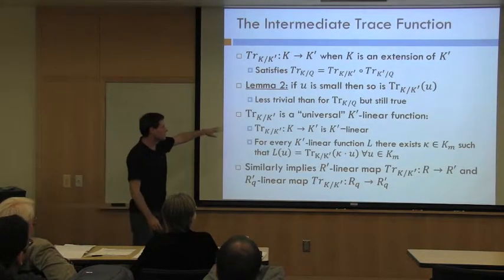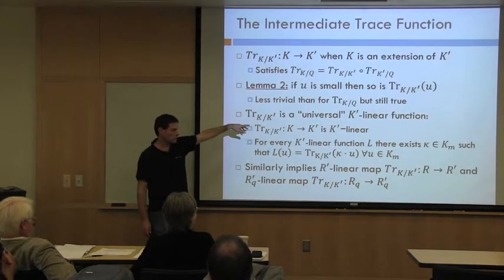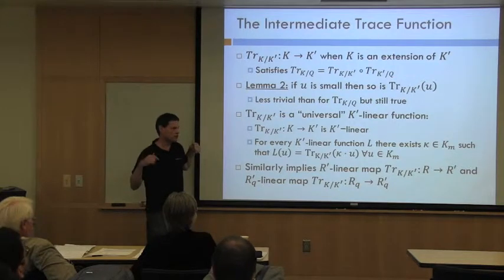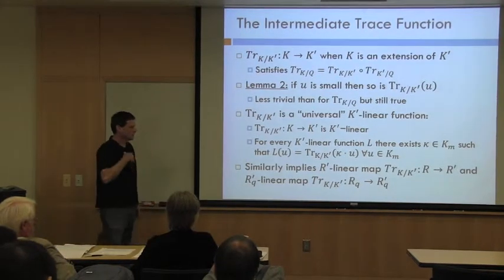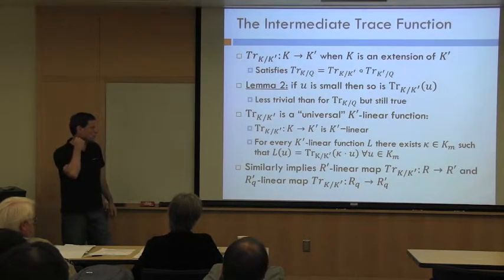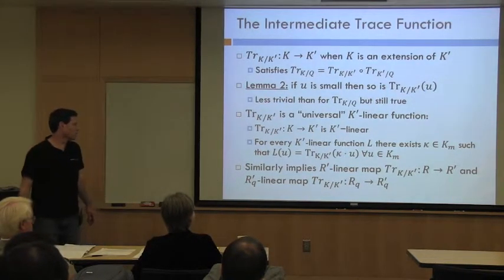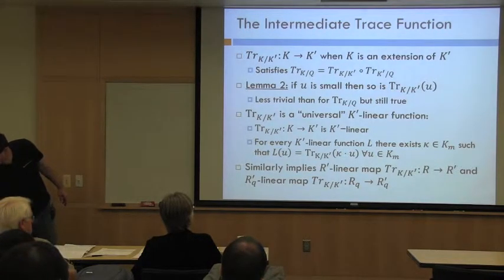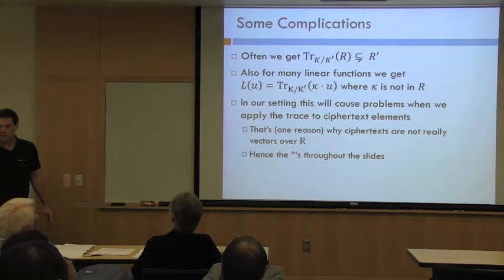All the things that we said before are still true. This is still a linear function, in this case a K prime linear function, and it's still universal in exactly the same way as we had it before. For every K prime linear function L, there exists kappa such that the linear function can be expressed by multiplying by kappa and then taking the intermediate trace. And it similarly implies R prime linear maps and R prime Q linear maps. And all of that, as Nigel would put it, is as interesting as wash water.